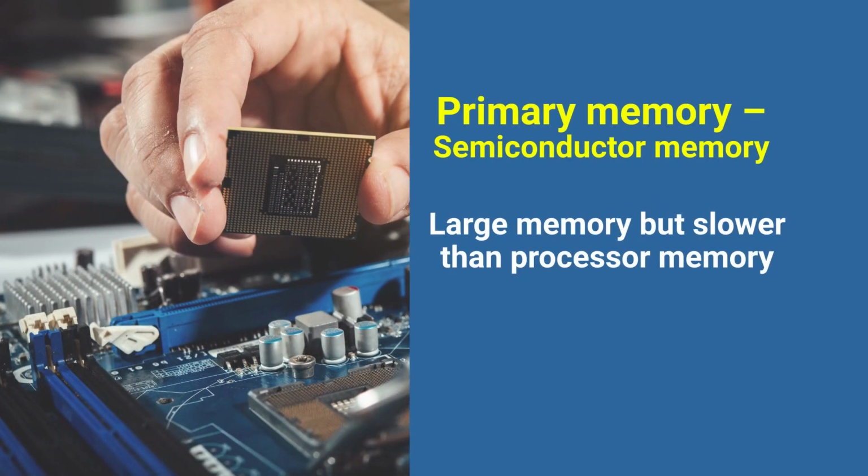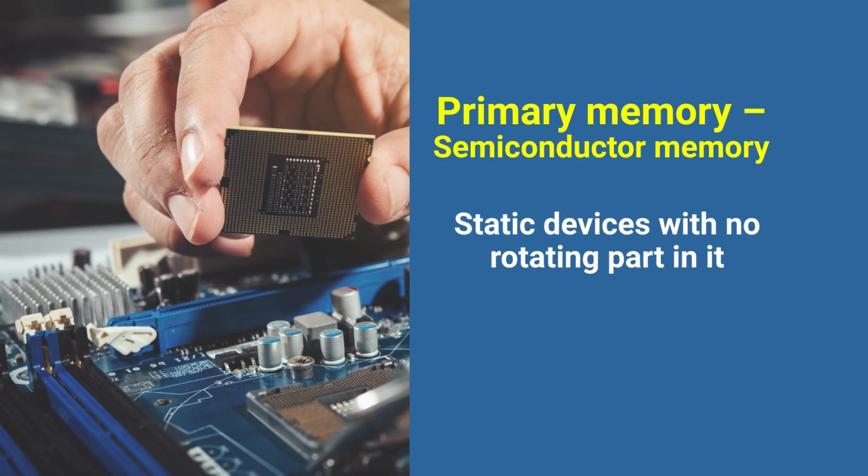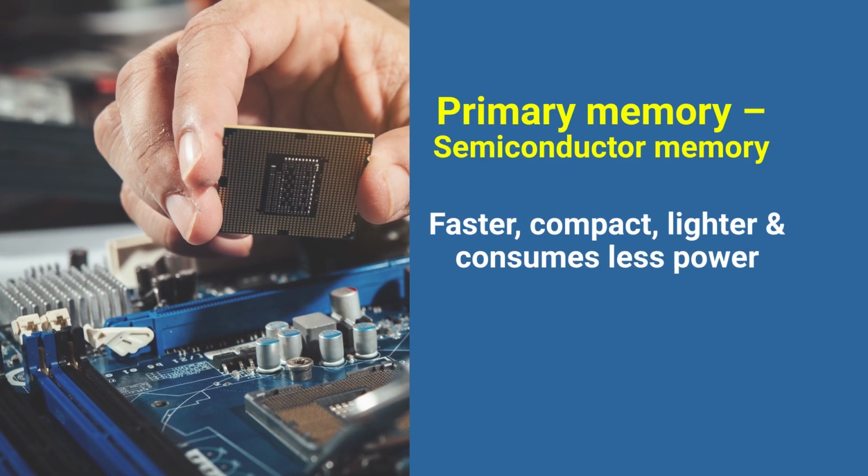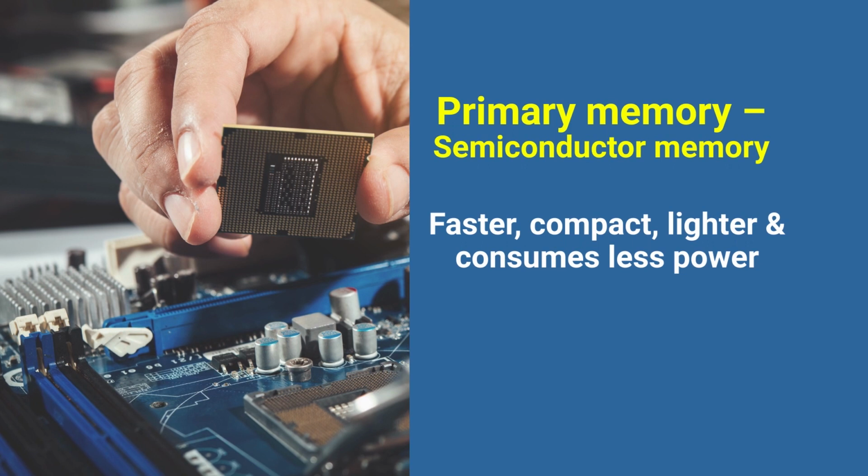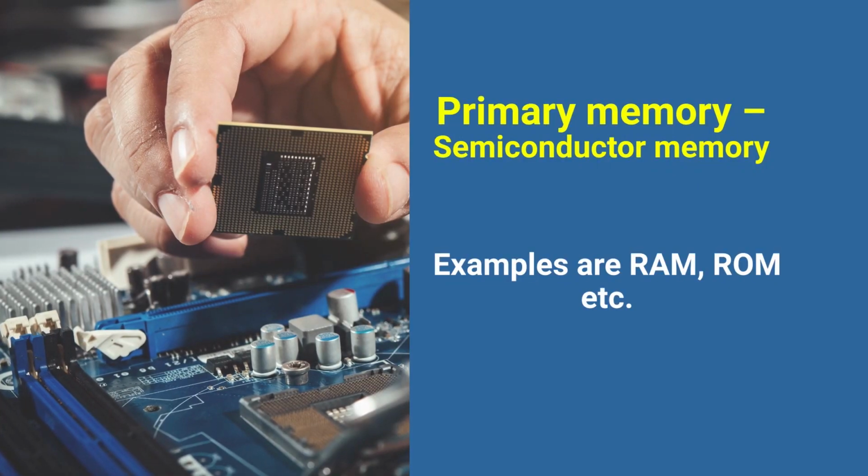Generally, this memory is larger than the CPU memory, but it is relatively slower. These memories are static devices with no rotating parts, and because of that they are faster, compact, and also consume less power. Another disadvantage of this main memory is that it is also volatile, which means if the power is off, we may lose the content of the primary memory. Examples of main memory are RAM and ROM.